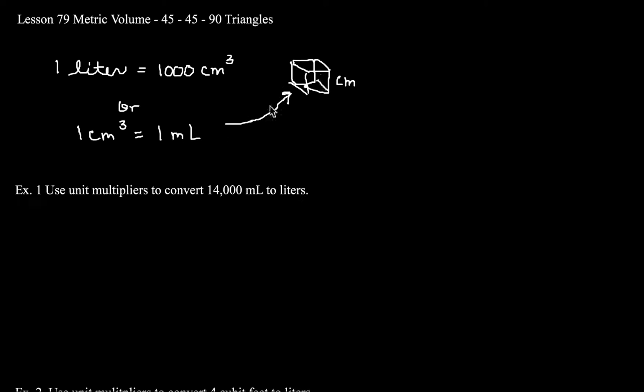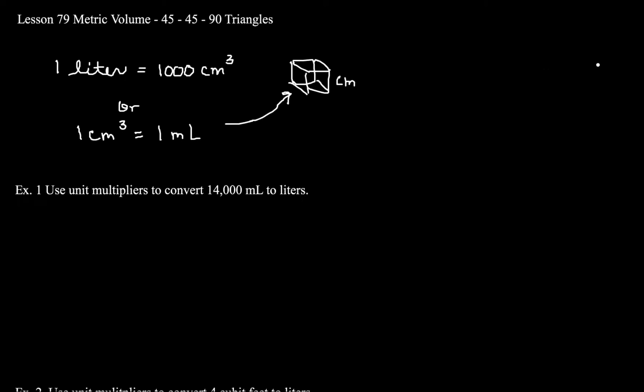If I have a cubic centimeter, it's equal to 1 milliliter. So this would actually be 1 milliliter. If we had a box that was 1,000 on each side, it would be equal to 1 liter. So let's keep that in mind. We're going to do a couple problems. The first one doesn't have anything to do with that.